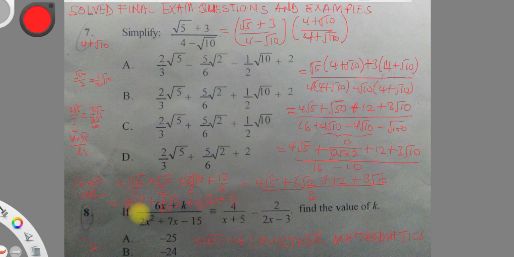You have 2 over 3 root 5. All the first terms are the same. Then 5 over 6 root 2. The one with the minus is out, because this is a positive plus 5 over 6 root 2. They are all here. And then the third term is plus 1 over 2 root 10. They are all here. And then the last term is plus 2. So this is the correct answer. The correct answer is B.